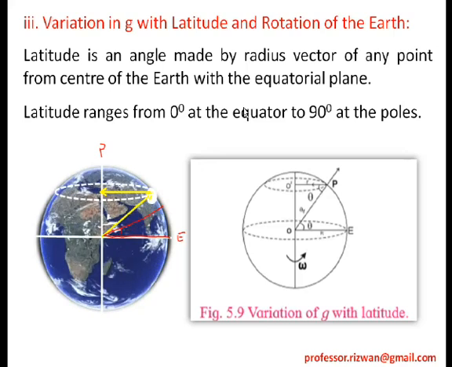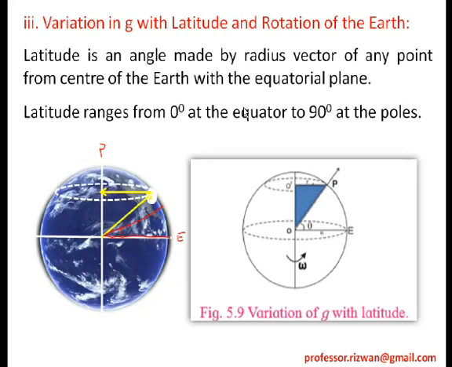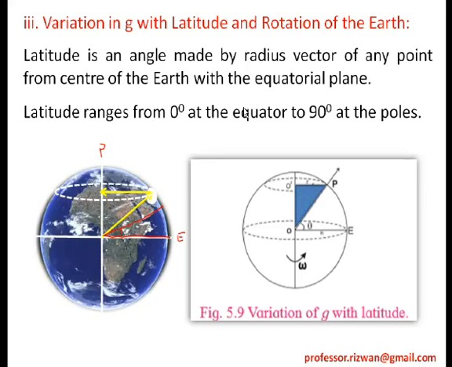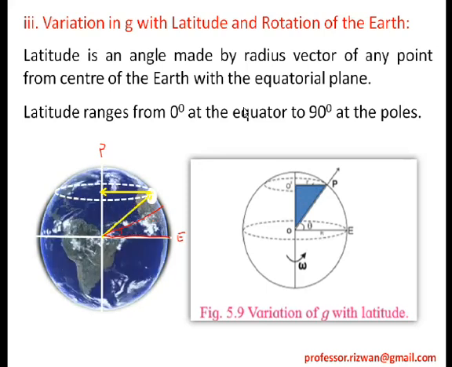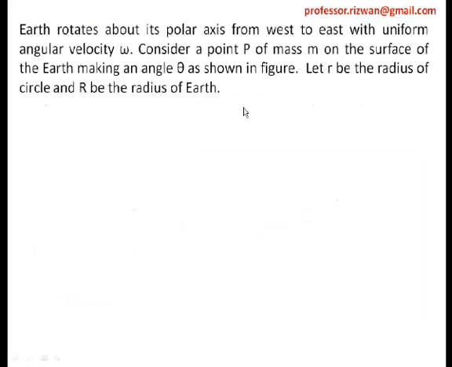So now we'll consider this triangle only, this part, for further calculations to find out the variation in g due to change in latitude. Let's see. Earth rotates about its polar axis from west to east with uniform angular velocity omega. Consider any point P of mass m on the surface of the earth, making an angle theta as shown in the figure. Let r be the radius of the circle and capital R we know is the radius of the earth.